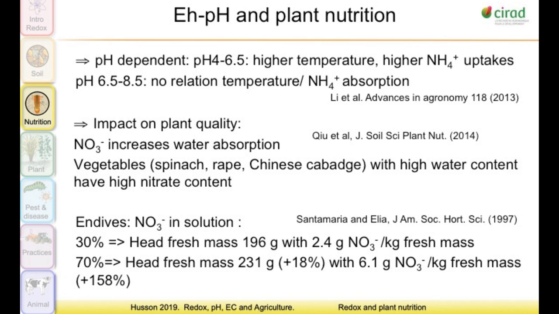Vegetables? It's for all plants, yeah. What I was saying, yeah, globally, it's the same. All plants will absorb a mixture. The different vegetables, I cannot tell you exactly. I'll send you the paper.